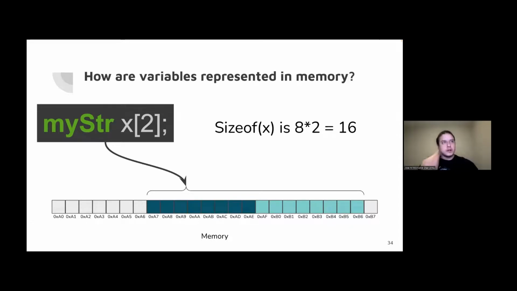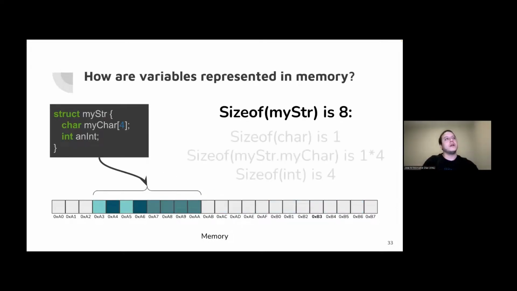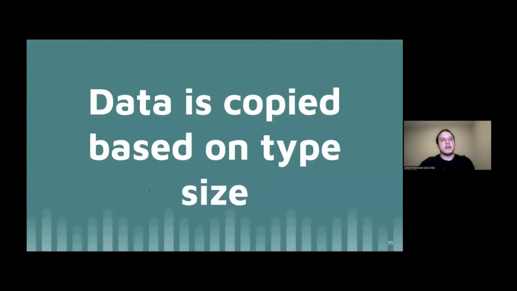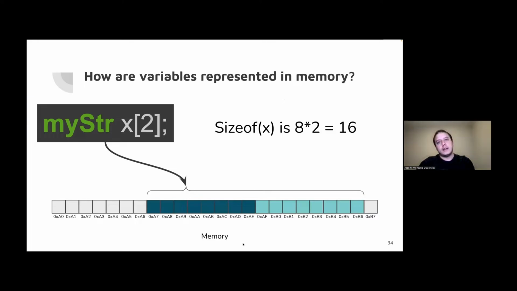Then we have arrays of structs, right? We had my struct before. I can create arrays of structs, and since I know that each struct is going to be 8, I get 16, because this is my first element in the array, and this is my second element in the array. So in total, I get 2, which is this 2 here, times 8, which is the size of my struct. Okay.